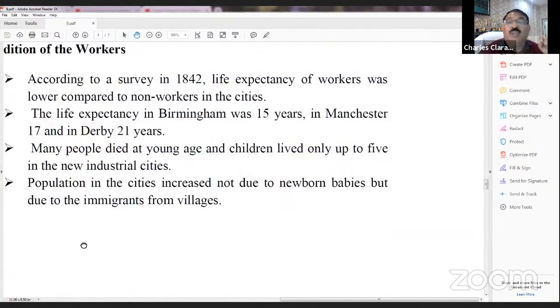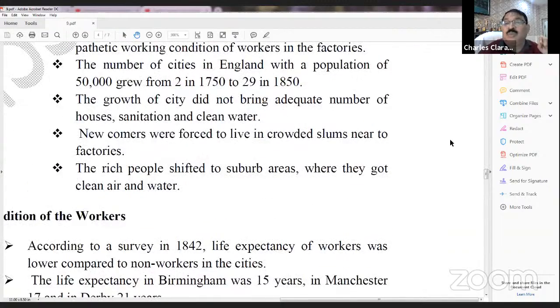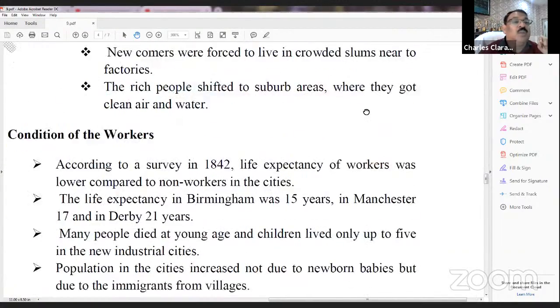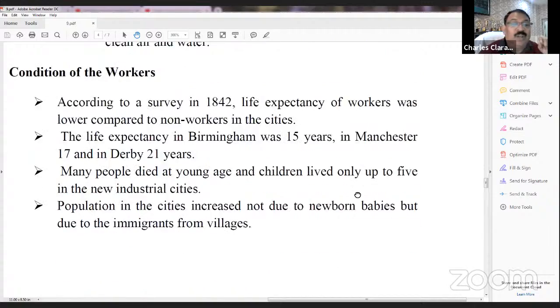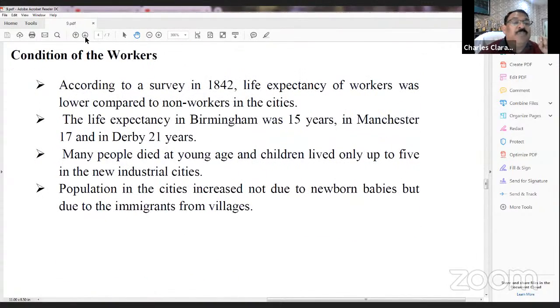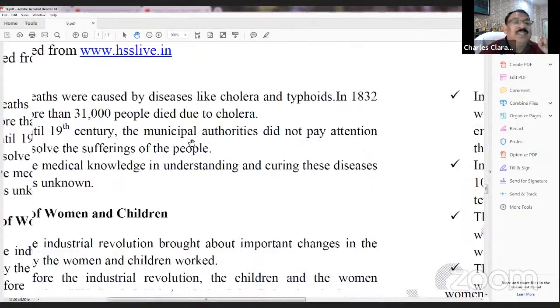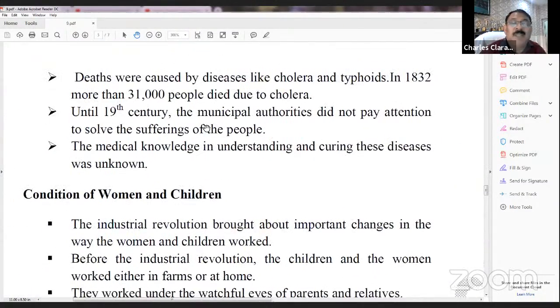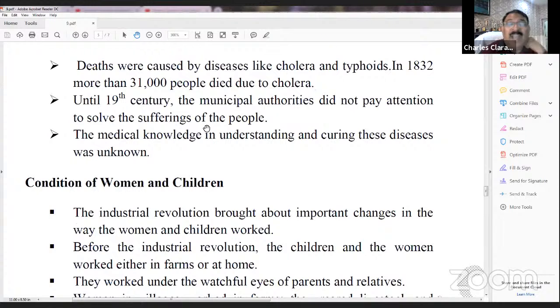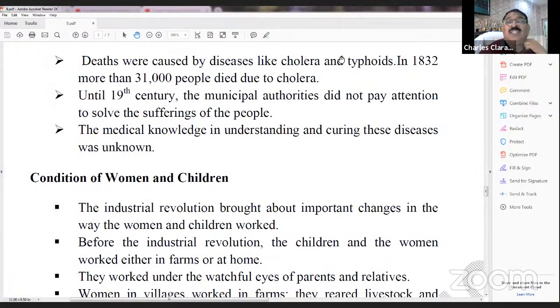So we're still talking about the condition of the workers. When you're talking about the condition of the workers, we need to understand this. And apart from that, we also talk about how deaths were caused. See, when conditions are bad, there will be deaths, there will be diseases. Diseases always come in wherever there is filth and dirt. There was cholera, there was typhoid.